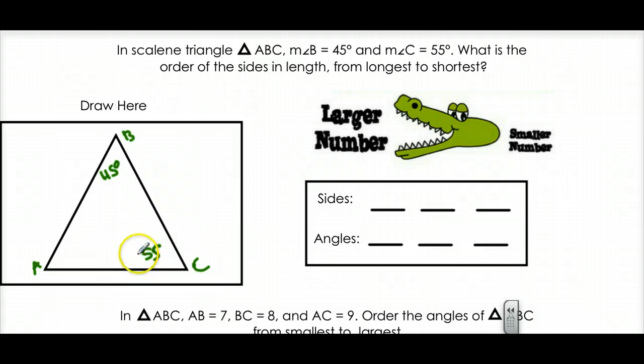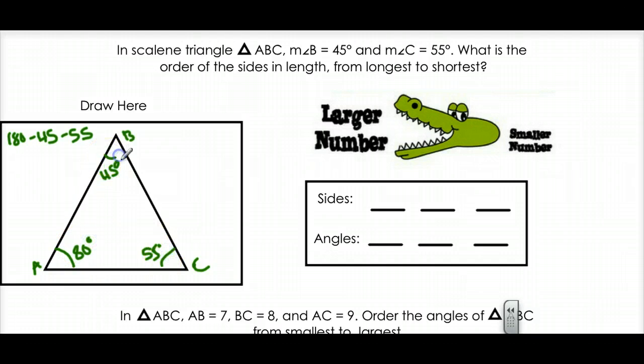But there's a problem. I'm missing an angle. How can I find that third angle? Oh yeah, the three angles add up to 180. So I can just do 180 minus 45 minus 55, and that will give me my missing angle. So this happens to be 80 degrees. So A is 80 degrees.